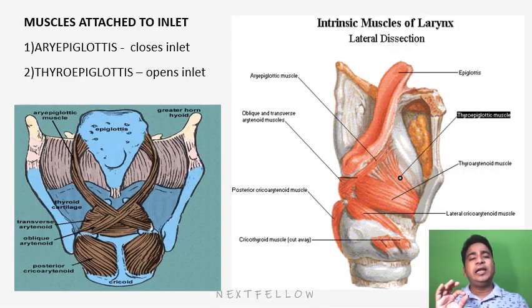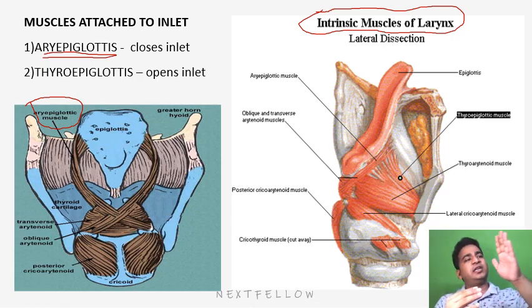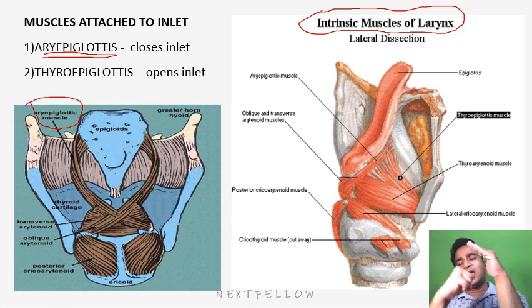Now let's talk about the intrinsic muscles of the larynx. So what are the intrinsic muscles? The muscles which are inside the framework of the larynx. It is again very important because multiple times the question has been asked about the intrinsic muscles of the larynx. So the first muscle is the aryepiglottis muscle as shown in the diagram. Aryepiglottis muscle, by the name, is the muscle connecting the epiglottis and the arytenoids.